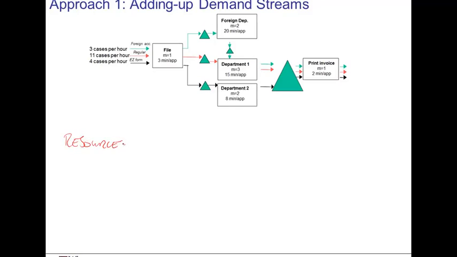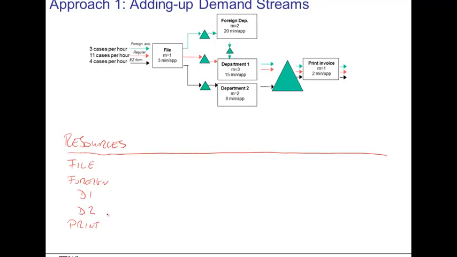You take a look at each of the resources in the process. Each and every one of them is a candidate for being the bottleneck. It could be, in this case, the first step filing, the foreign department, Department 1, Department 2, or the printing department. Now each of these resources has a capacity which we just compute as always, the number of resources divided by the activity time. For the first step, that is 1 over 3, this is expressed in applications per minute, which we can transform to 20 units per hour.